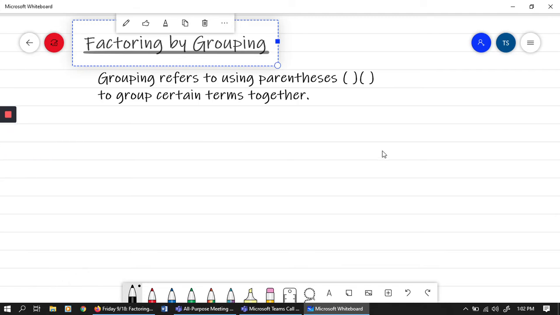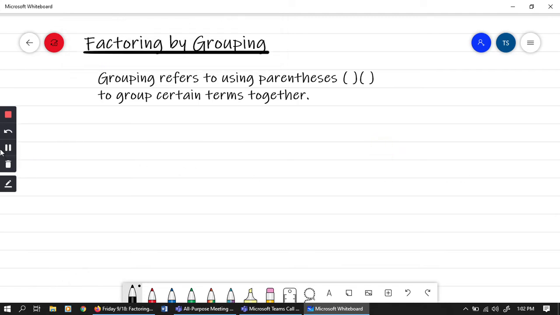All right. First, we're just going to look at how to factor by grouping in general, even if it's not a quadratic expression, because factoring by grouping works with other types of polynomials, not just quadratics. So we're going to look at factoring by grouping first.